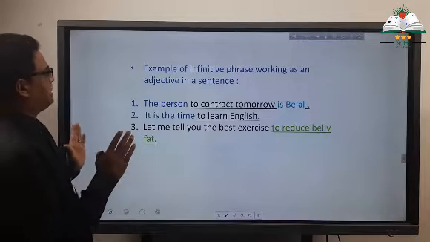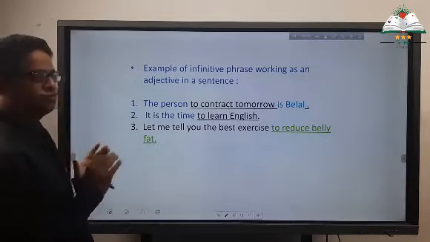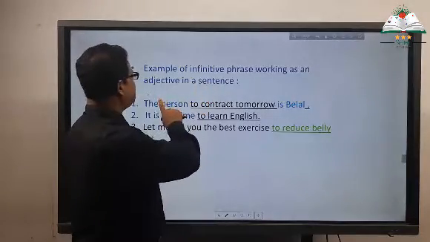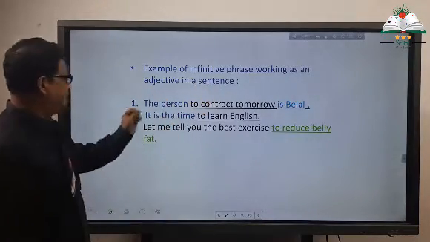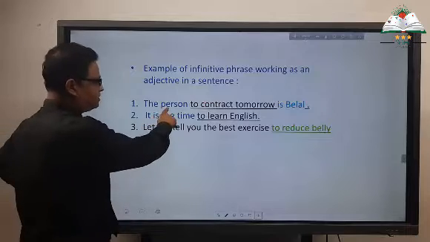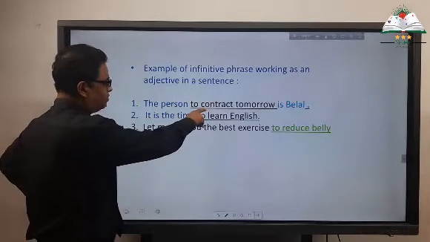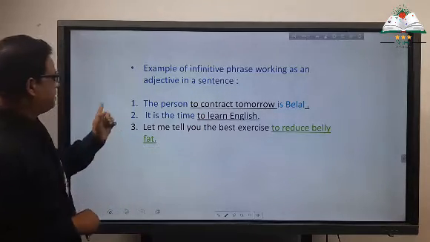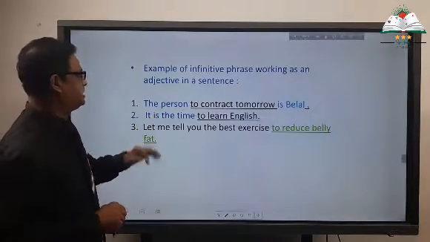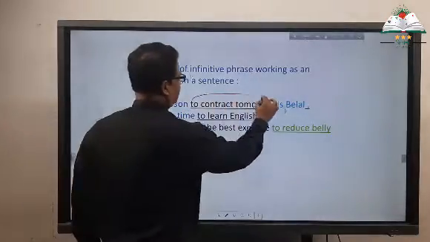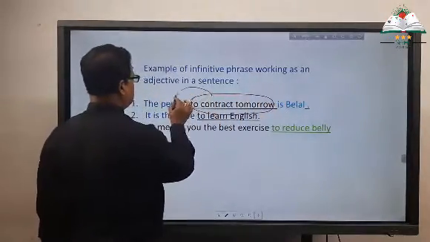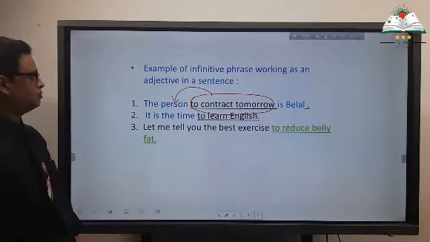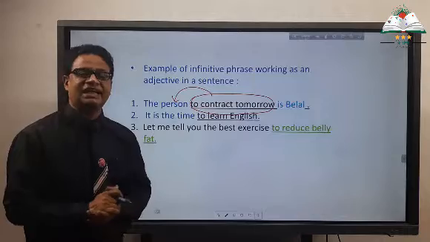Here we will see infinitive as adjective. It is also interesting to note that infinitive phrase works as an adjective in a sentence. The person, here the person is noun. After the noun, you see to contract tomorrow is Belal. The person to contract tomorrow is Belal. Here this infinitive phrase is adding some meaning to the noun person. So, it has been used as the post modifier of noun, and it is working like an adjective.